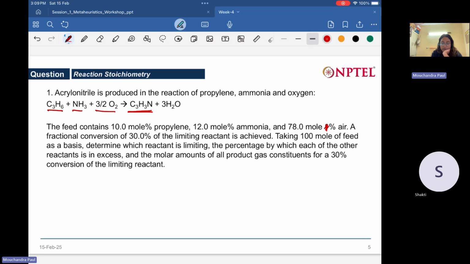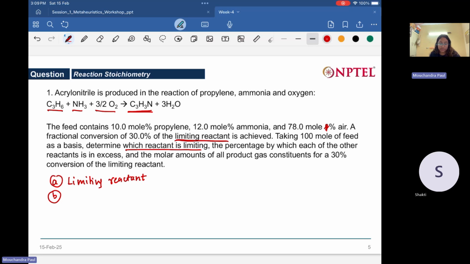We are told that a fractional conversion of 30% of the limiting reactant is achieved. So we have to later understand what the limiting reactant is here. Take 100 mole of feed as basis. First determine which is the limiting reactant. Then we have to determine the percentage by which each of the other reactants is in excess.